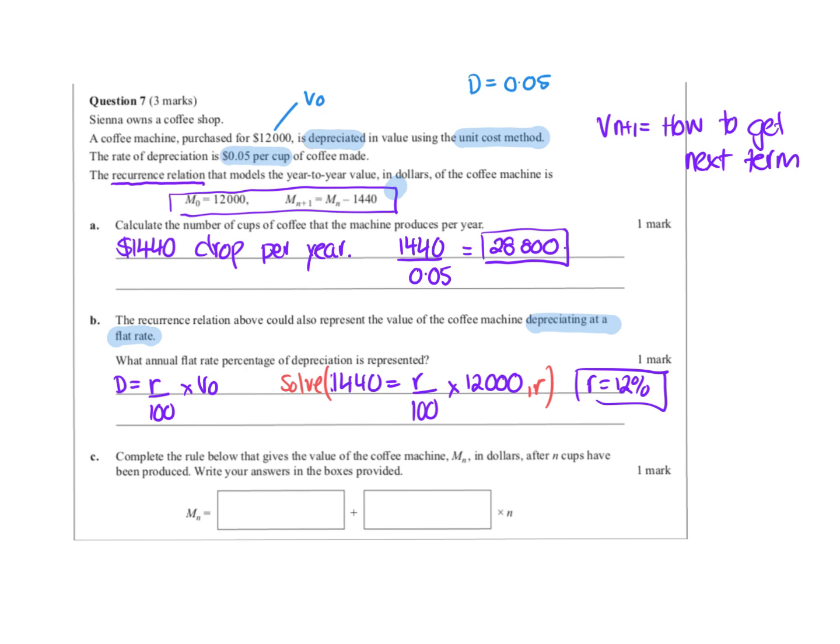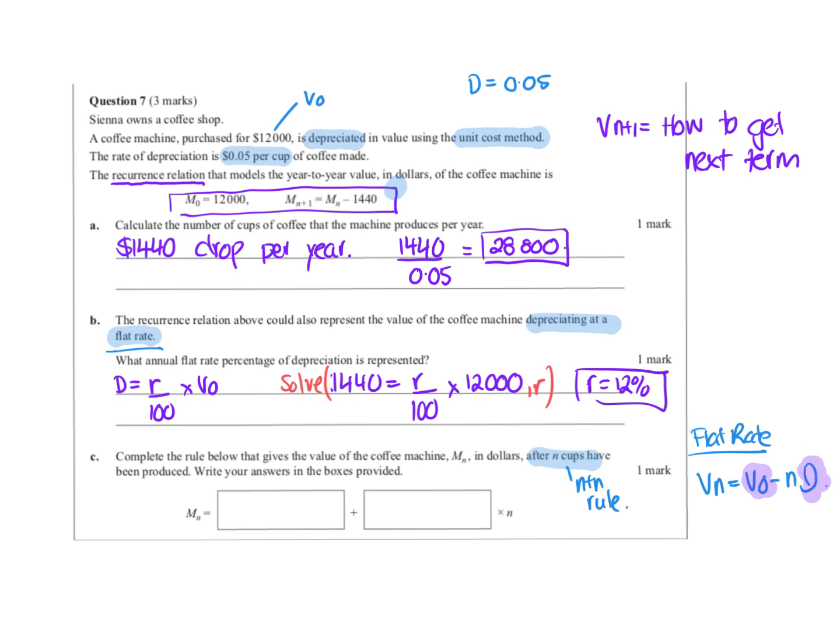Okay, so complete the rule below that gives the value of the coffee machine after n cups. So what they're talking about here is the nth formula, yeah? So if you remember the nth rule, we have formulas in our thing. So they're talking about flat rate, and you would go to the nth rule. And if you went to your summary sheet, you could have a look at it. So flat rate, I'm just going to write it here. Flat rate, the nth rule says Vn equals V0 minus n times D. And you'll see that this is highlighted and this is highlighted.